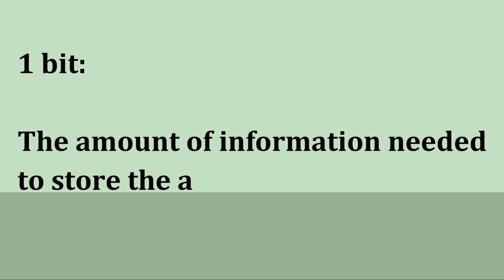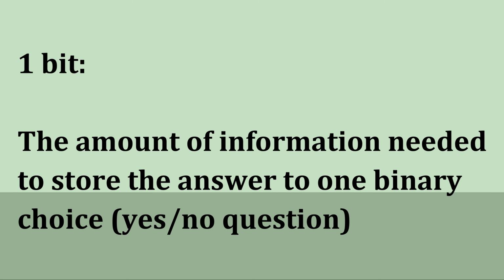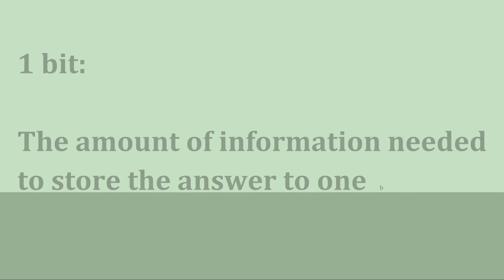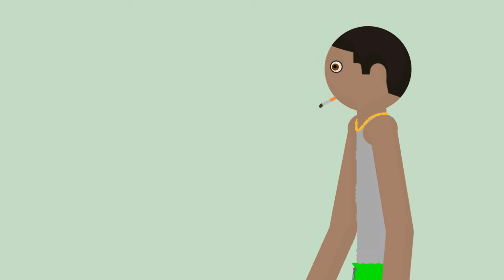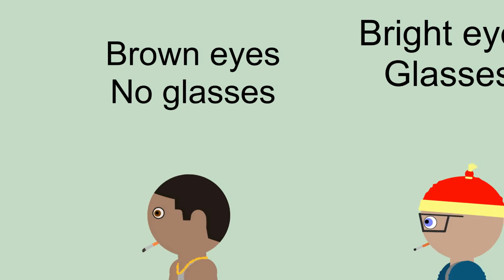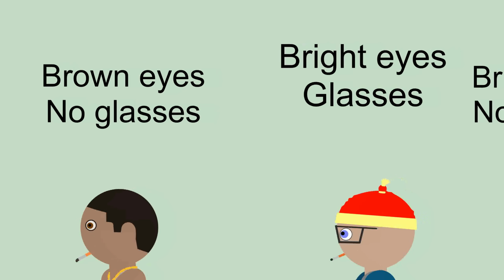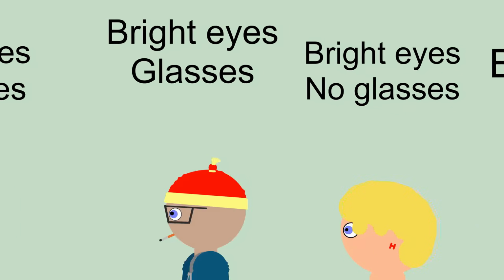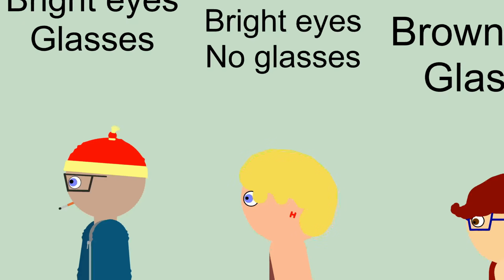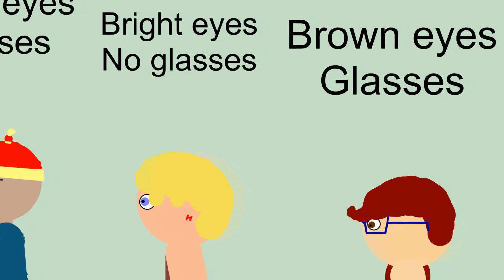1 bit is defined as the amount of information needed to store the answer for a simple yes or no question. For example, let's say that an eye doctor needs to describe their patients for a diagnosis. More specifically, the doctor only cares about 2 traits: whether the patient's eyes are brown or blue, and whether they wear glasses or not. As we're answering 2 yes or no questions, we'd need 2 bits of information to describe each patient.